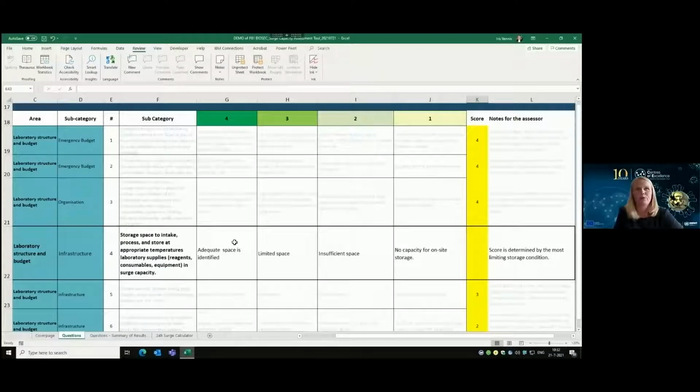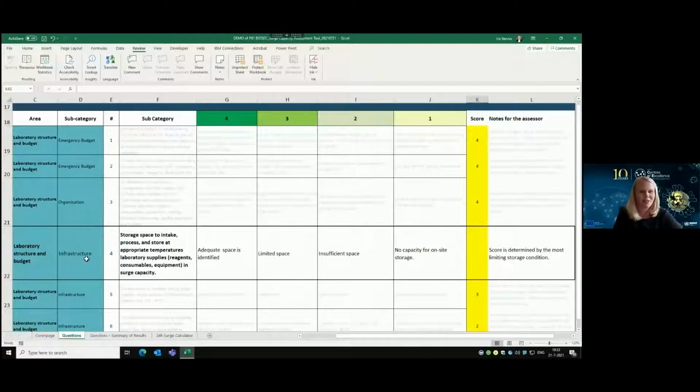What answer would reflect your laboratory best? Is that for a score of 4, that adequate space is identified, score of 3, that there is limited space, score of 2, that there's insufficient space, or a score of 1, that no capacity for on-site storage is available? And then there's a note for the assessor. It says the score is determined by the most limiting storage condition.